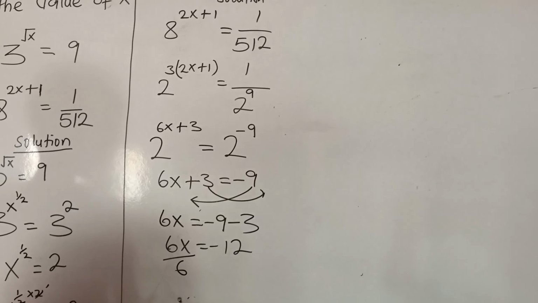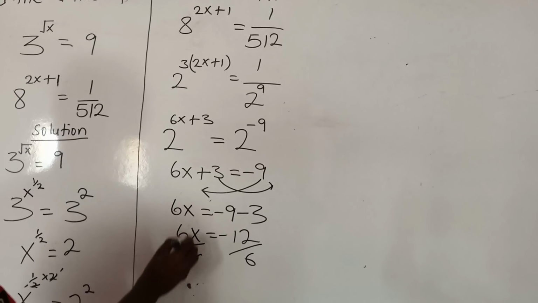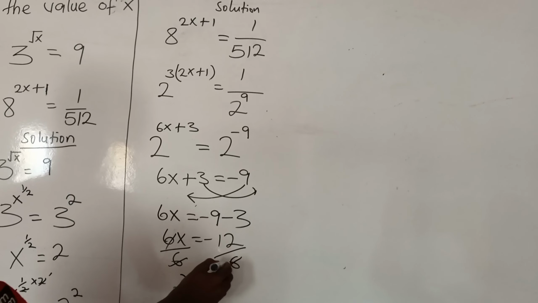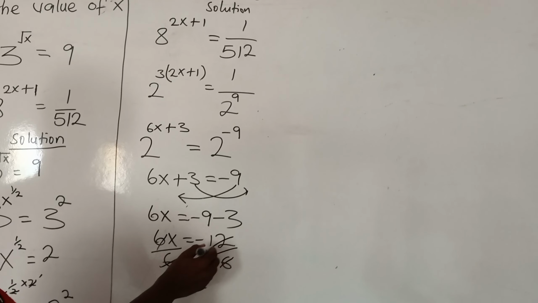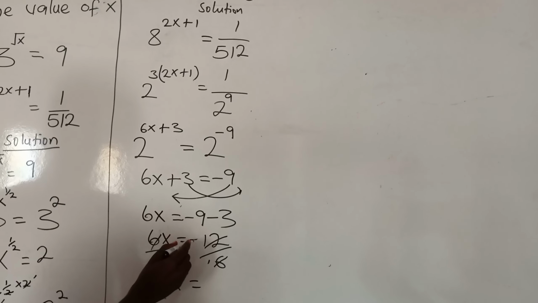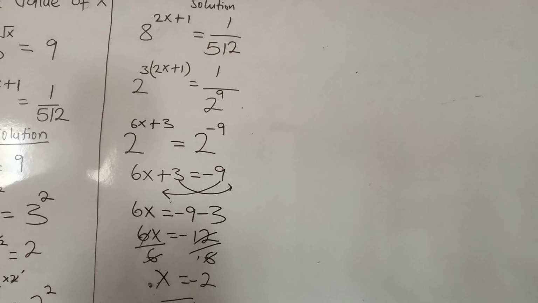We are asked to find the value of x, not 6x. Therefore, we divide both sides by what? 6. Divide both sides by 6. So x equals to 6 here, 1 times. How many 6 can enter into 12? It's 2. Mind you, there is a minus here. Say minus 2. So this is the value for x.